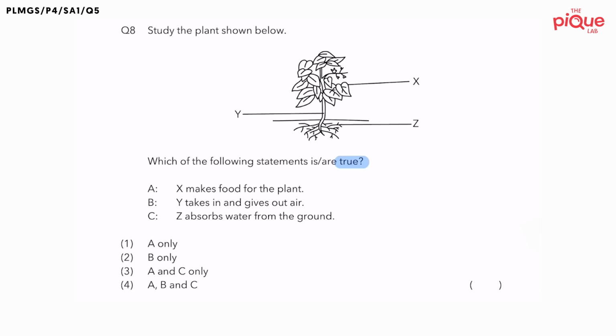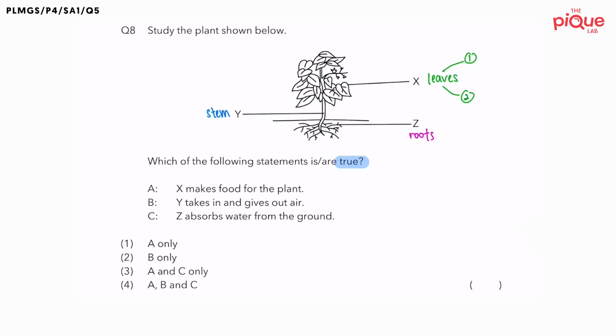Firstly, what is X? X is the leaves. How about Y? Y is the stem. Lastly, how about Z? Z is the roots. So let's recap on the functions of the leaves first. So do you remember how many functions do the leaf carry out? They carry out two functions. What are the two functions?